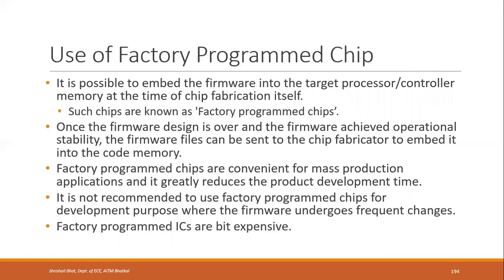IAP operations. So these are the different techniques we have seen, that is out of circuit, in system programming and in application programming. Apart from this, we can also go for factory program chips. It is possible to embed the firmware into the target processor or controller at the time of chip fabrication itself. Such chips are known as factory program chips. Once the firmware design is over and the firmware has achieved operational stability, then the firmware files can be sent to the chip fabricator to embed it into the code memory. The manufacturer of the chip can themselves program the chips.